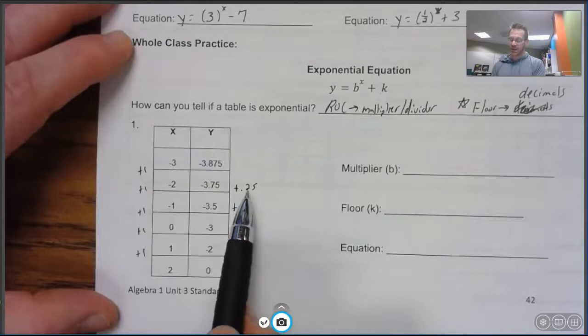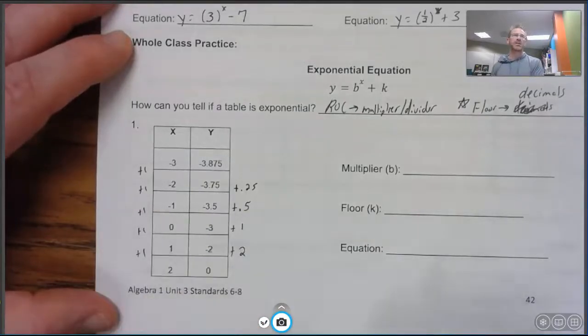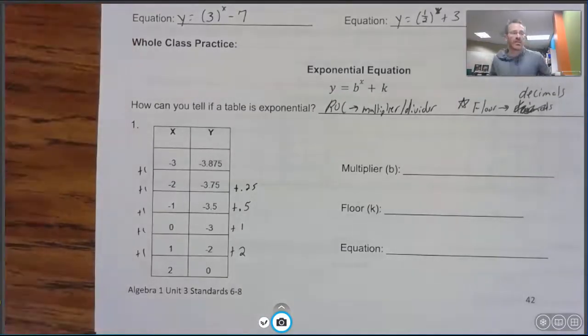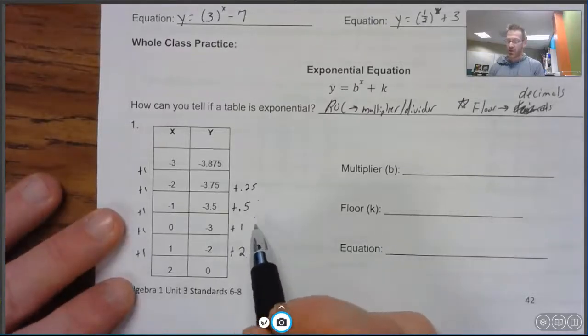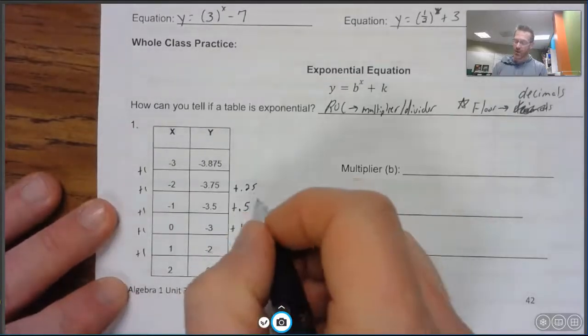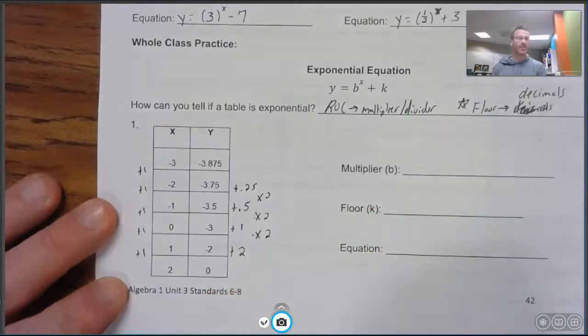So I can definitely see that it is not constant, right? These are not equal. So non-constant rate of change means, okay, I am throwing out absolute value, I'm throwing out linear. I don't see a turning point, but it still could be quadratic, right? But I can see that these aren't increasing by the same amount. So then I'm looking for a multiplier. And what my multiplier is, I'm increasing by multiplying by 2.